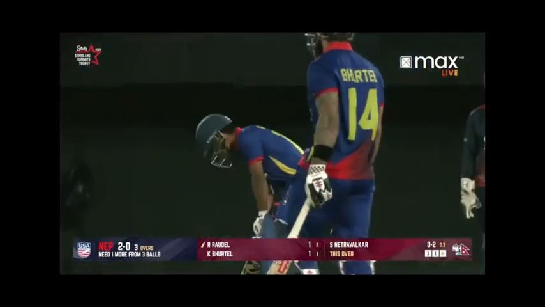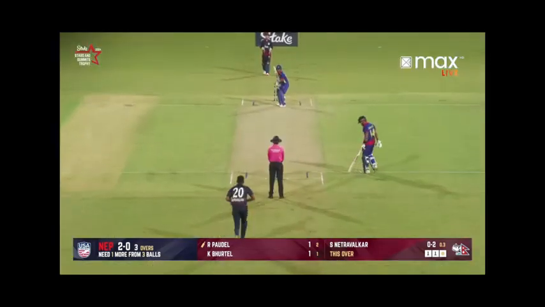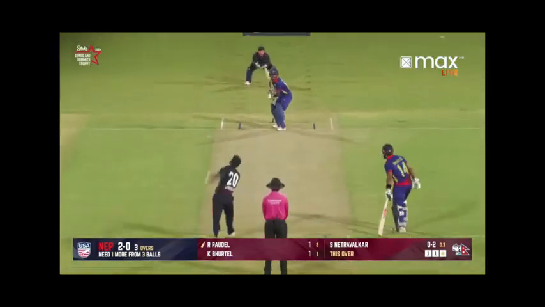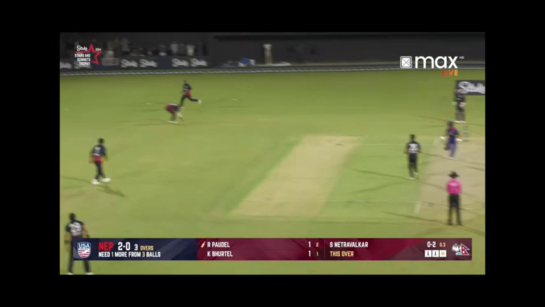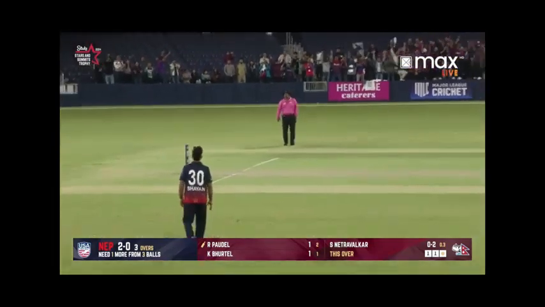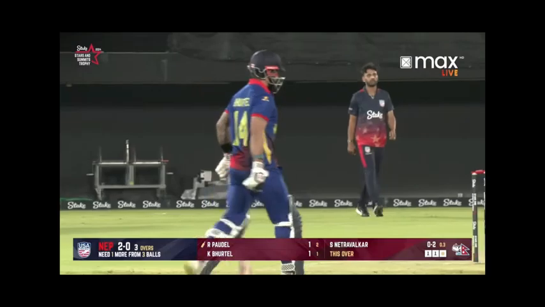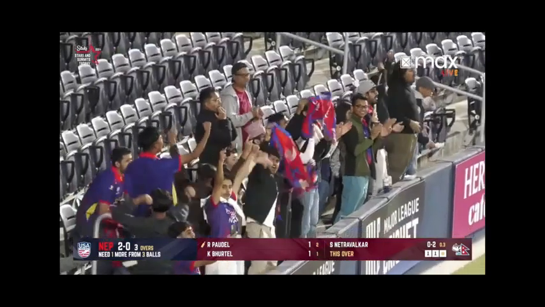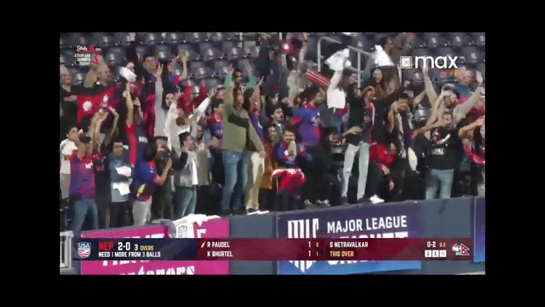USA need 2 wickets from one of their heroes of the World Cup, Saurabh Netravalkar, or 3 miraculous dots. And Powell guides it away and gets the single. And Nepal get the victory. They take an unassailable 2-0 series.